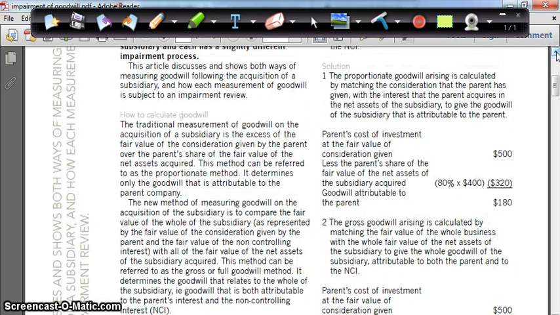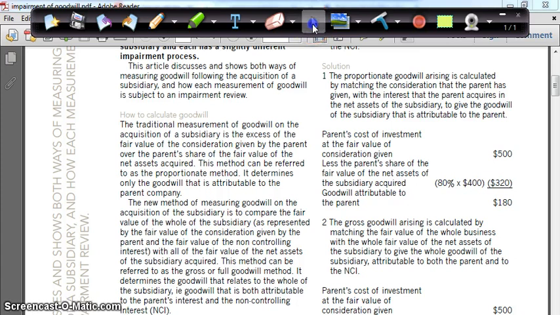Under the proportionate method, we have the cost of the investment, which is the 500. These are just figures taken straight from the question. And then we take away the parent's share of the fair value of the net assets. So the net assets are 400, and we're only taking 80% because that is the amount of the interest that we have within this company and within this subsidiary. This gives the goodwill that is attributable to the parent of $180.